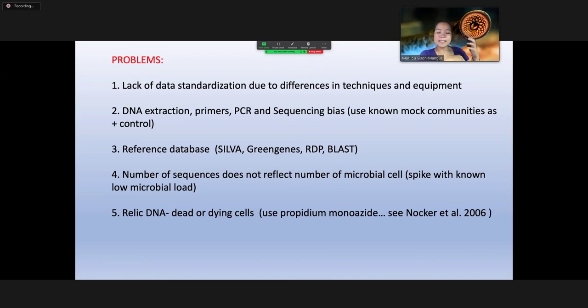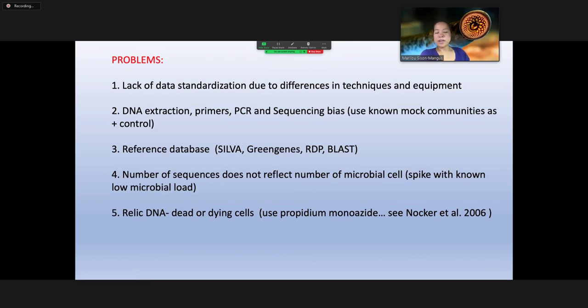And is this equivalent to the cell number that is actually found in that sample? So this is always an issue that microbiome people, right now we're just waving our hands like, oh yeah, it's going to be okay. It's fine to do this, but no, it's not. As I mentioned, there are some biases: primers, PCR, DNA extraction bias.